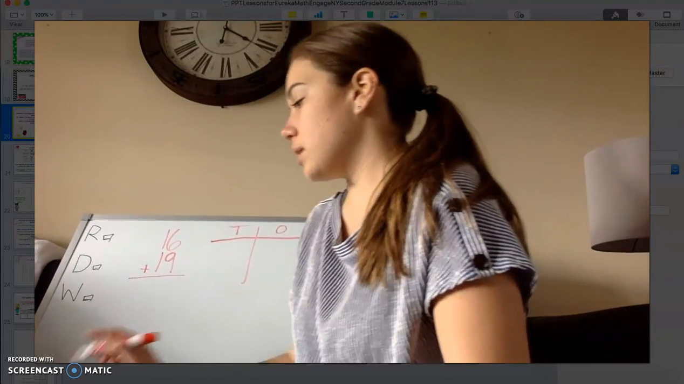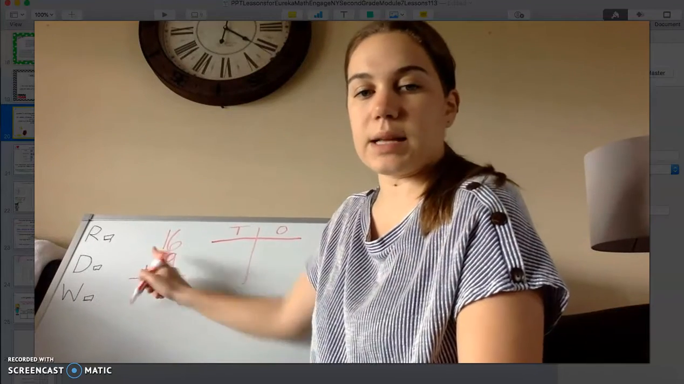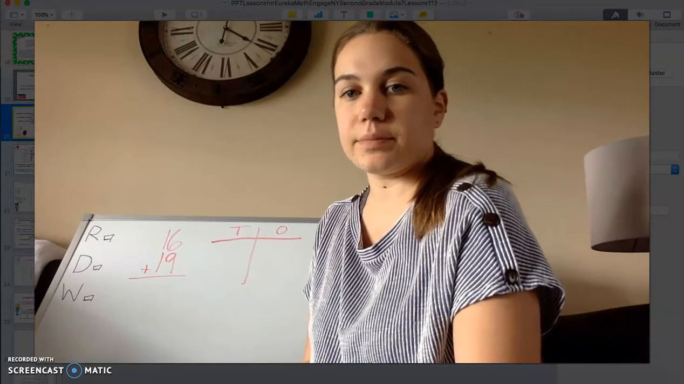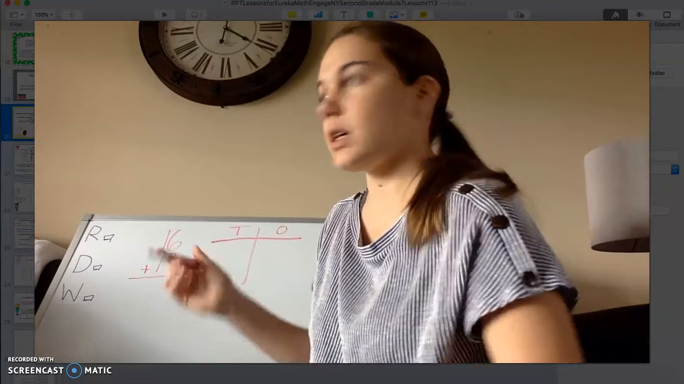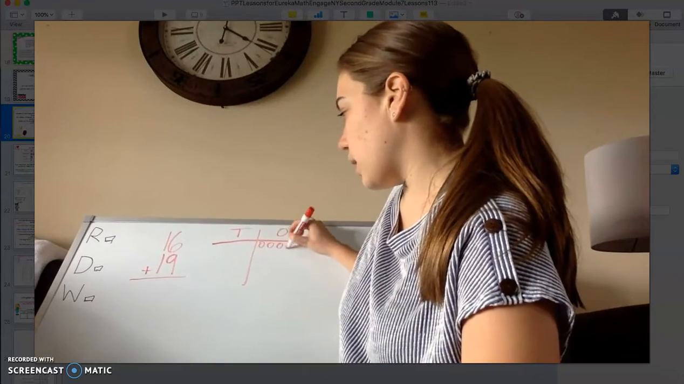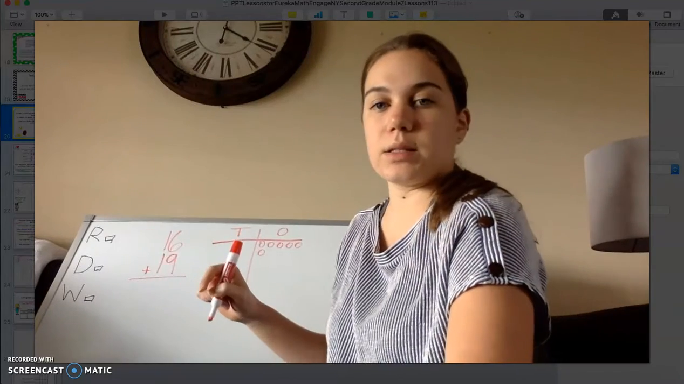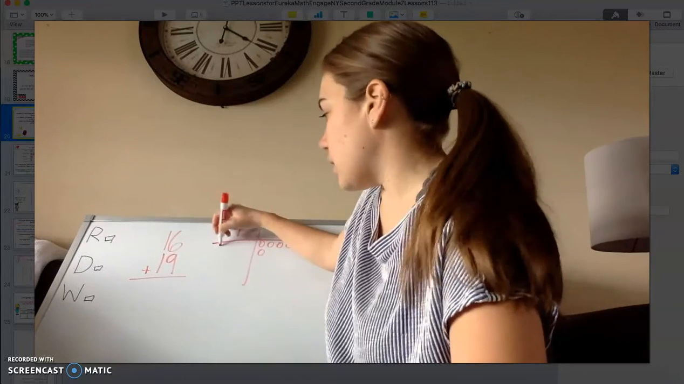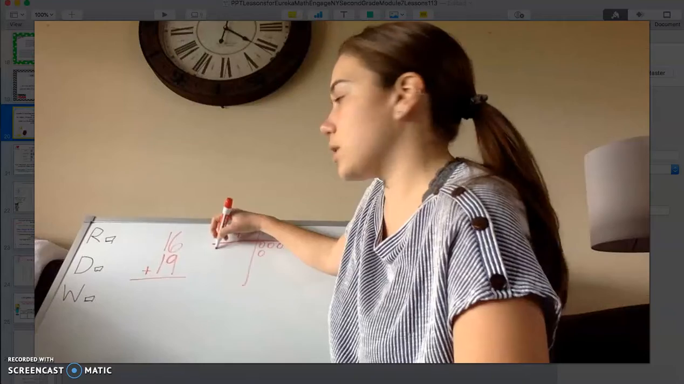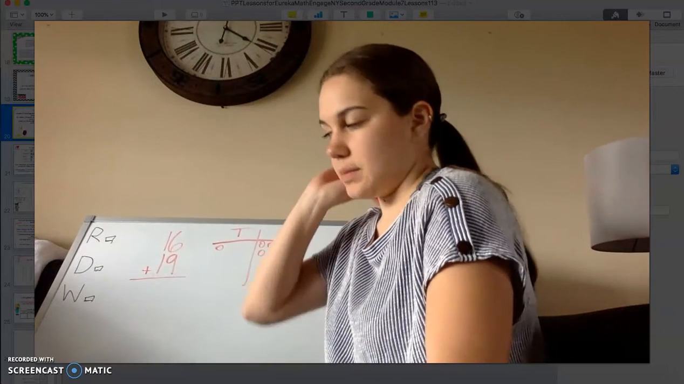So I'm going to draw my 16 first. Do I start in the ones column or the tens column? Good. Always start in the ones. There's 6 ones. 1, 2, 3, 4, 5, 6. And how many tens? So there's 1 10. Now we need to add 19.